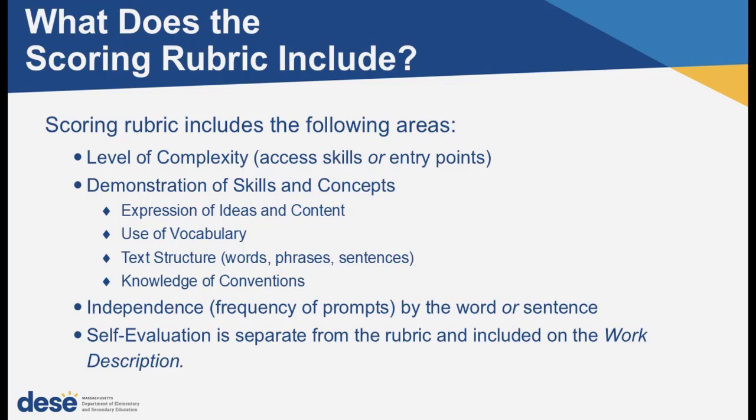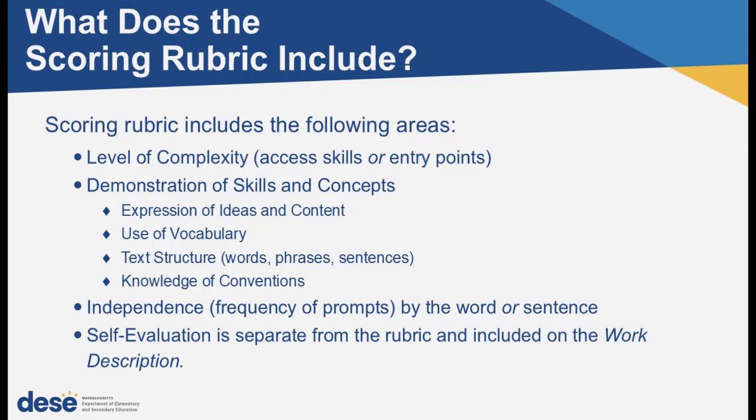So let's talk about the scoring rubric for a minute. What does it include? It's going to include the level of complexity, and that level of complexity is either going to be access skills or entry points. That's all you need to worry about on that first line. I'll show it to you in a moment. The next area is called the demonstration of skills and concepts. This is where we're going to get the accuracy from.